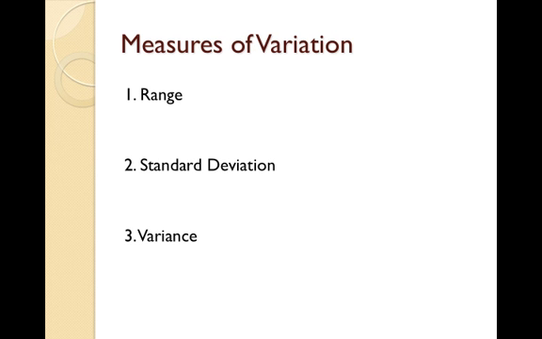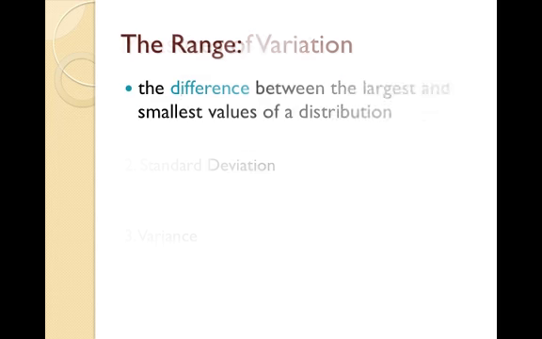So one way to describe a data set we talked about last time was the measure of the center, to give kind of a typical value. Well, we also want to know how much all the observations vary from that center value, how much variability there is in the data set. So there are three measures that we're going to talk about: the range, the standard deviation, and the variance.